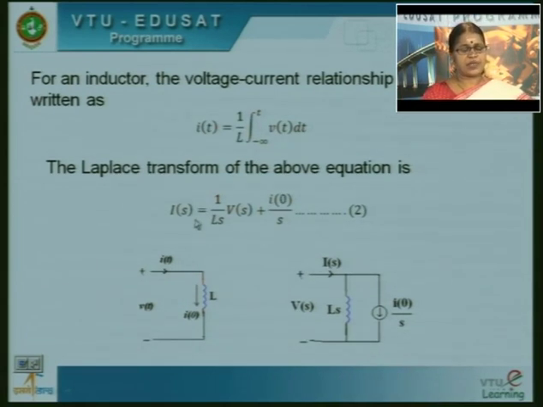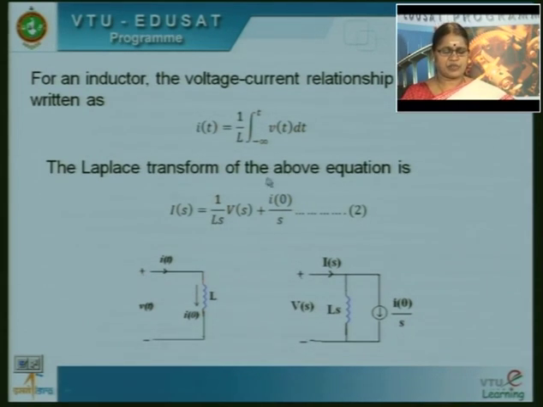So, I of s can be written as 1 by Ls into V of s plus I of 0 by s. So, this term I of s is the current. Every term in this equation has to be a current term. This term is the product of V by impedance Ls.